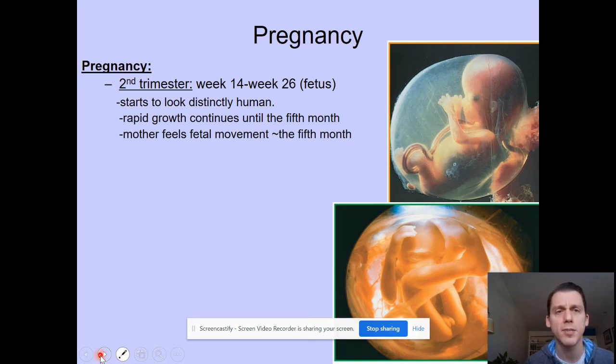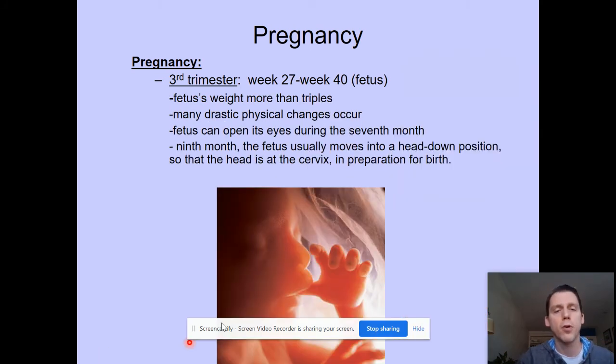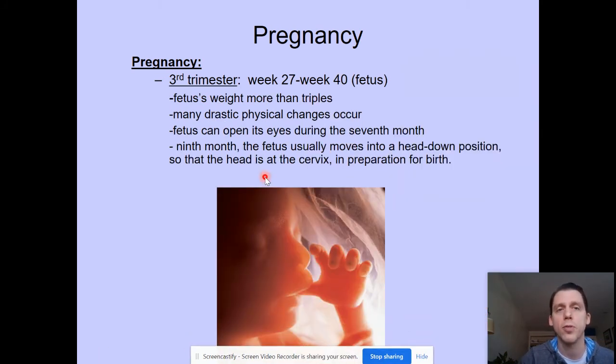In the second trimester, which is the next 3 months, the fetus starts to look distinctly human, and we've got a lot of rapid growth. The mother may feel fetal movement at this point. And then the third trimester, the last 3 months, the fetus's weight grows a lot. It more than triples. We have drastic physical changes happening. We can see a lot more details that we couldn't see before. The fetus can open its eyes during the last few months.